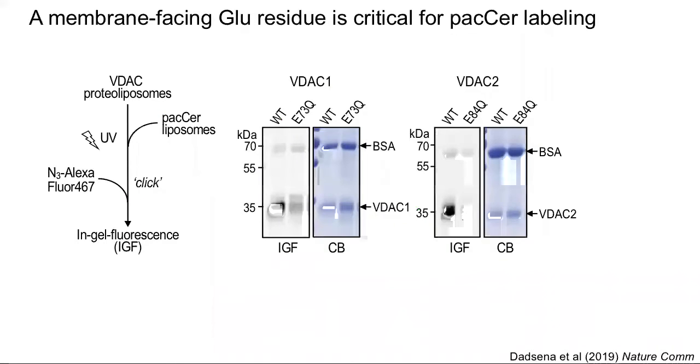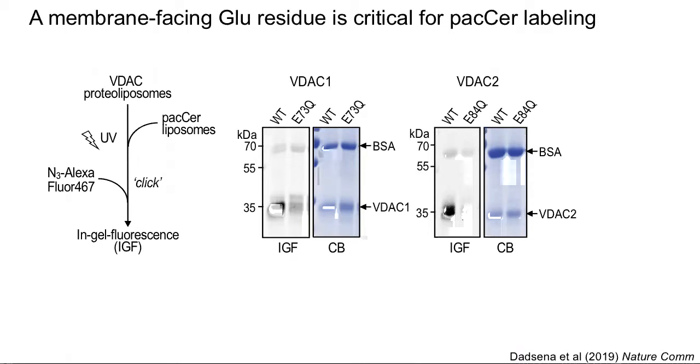Now, to verify that the membrane-facing glutamate residue in VDAC1 and 2 also promotes ceramide binding in reality, we carried out ceramide photolabeling experiments on the wild-type and glutamate substitution mutants of recombinant channel proteins that were reconstituted in proteoliposomes.